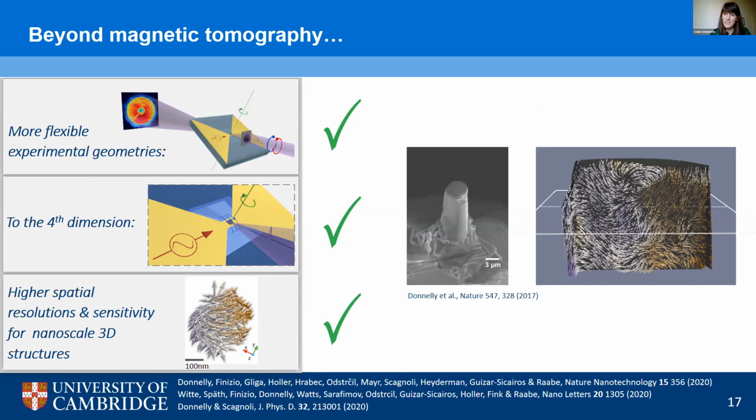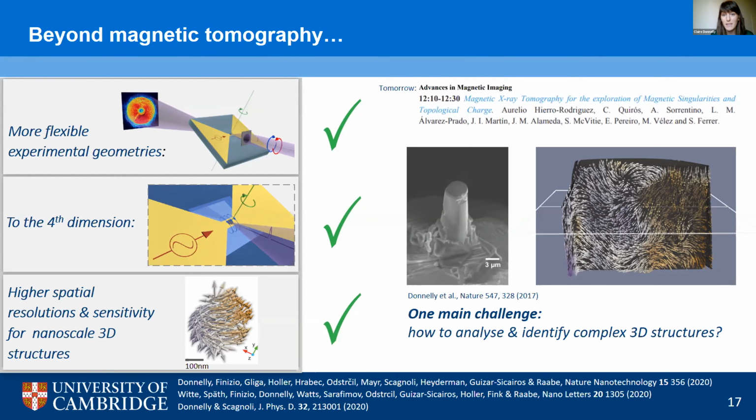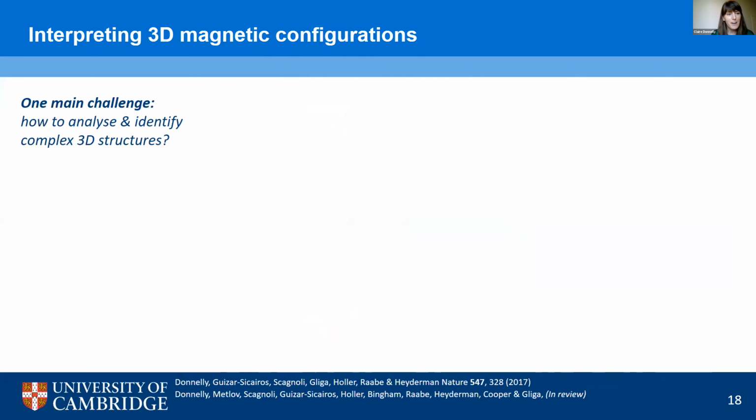And as you'll remember, we looked at a horizontal slice. We looked at a sub-volume in order to understand what was going on, but it was really challenging to get an overview of what's happening in terms of the internal 3D magnetic configuration. And this is one of the remaining challenges of magnetic imaging, and indeed 3D magnetism. How do we analyze and identify complex 3D configurations? Before I go on, I want to mention really quickly that there's a talk tomorrow in the Advances in Magnetic Imaging session from Aurelio Hierro Rodriguez that will also speak a little bit about this challenge. So, our challenge: how do we analyze and identify complex 3D configurations?